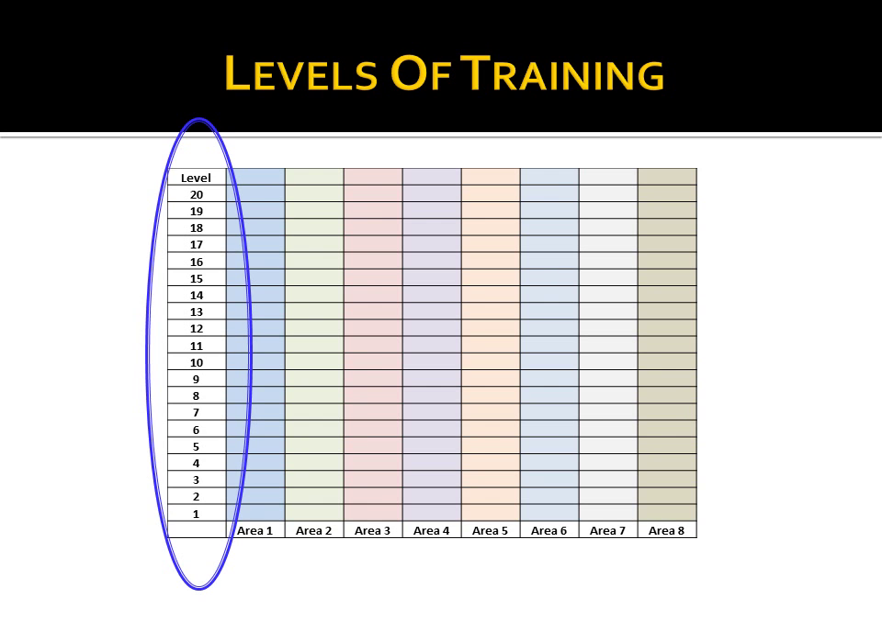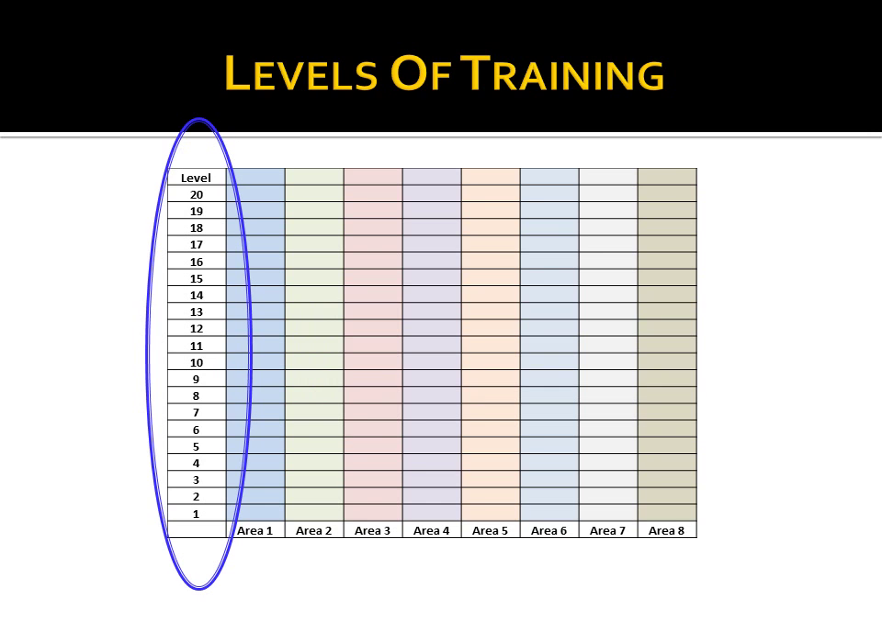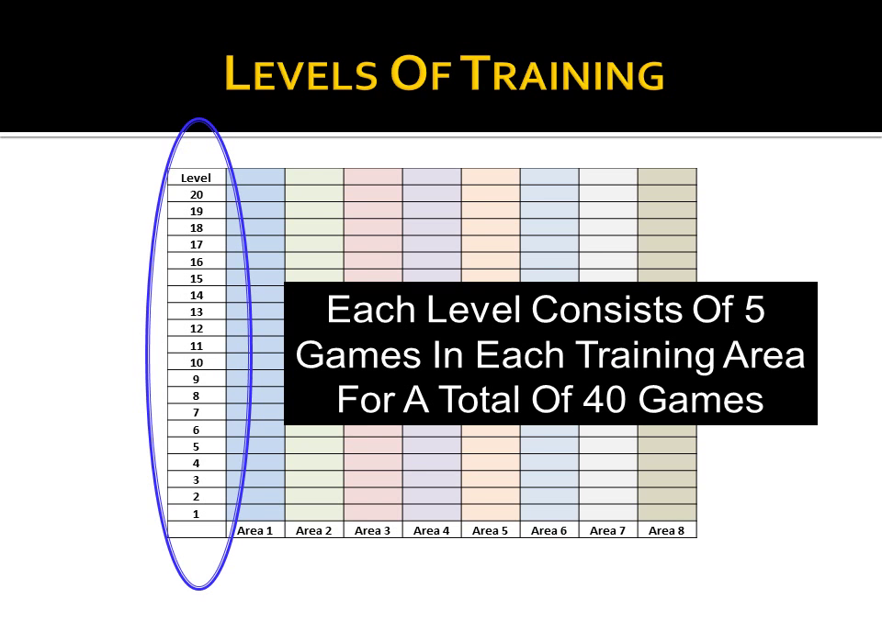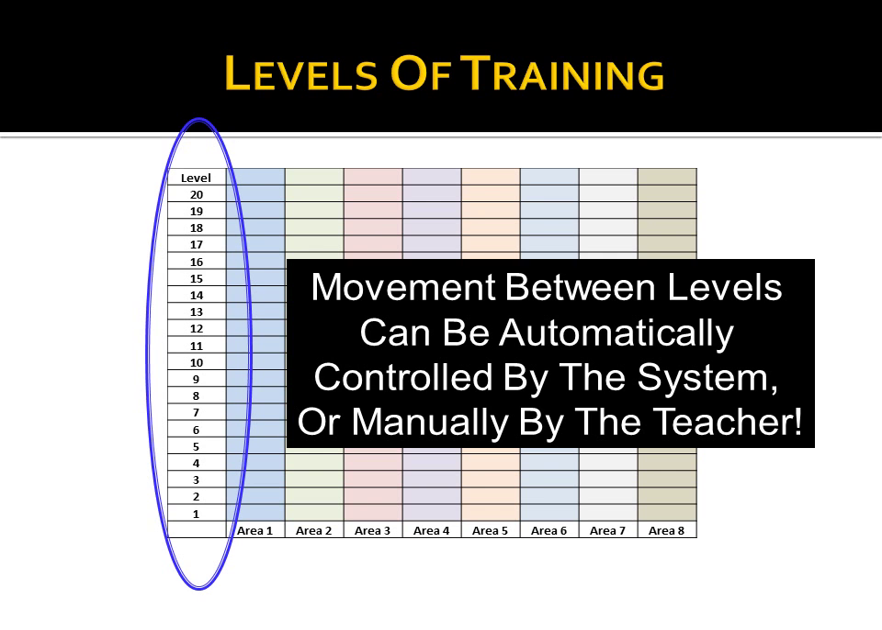The MD4 Reading curriculum consists of 20 levels of training, each of which contains 5 games from each area of training for a total of 40 games. Typically, a student would begin in Level 1, Game 1 in the area of their choice. From that point, all 5 games in an area must be played consecutively, but not necessarily at one time. The student can move freely between areas as they choose.